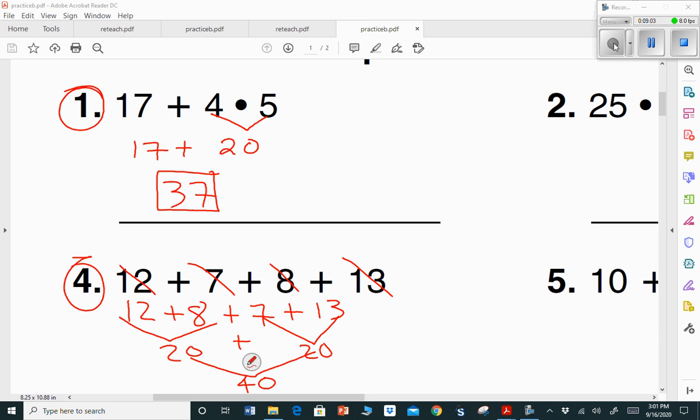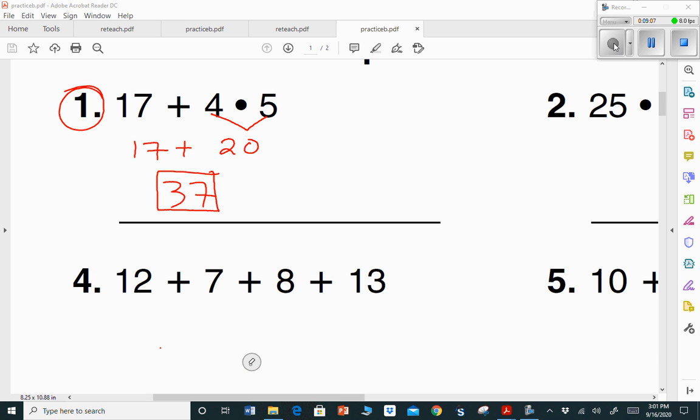If you had just added them up, you'd have gone 12 plus 7 is 19, 19 plus 8 is 27, 27 plus 13 is 40, and some of you may not have been able to do all of that in your head. So look for things that add up to tens, like 12 and 8 add up to 20, and 7 and 13 add up to 20.